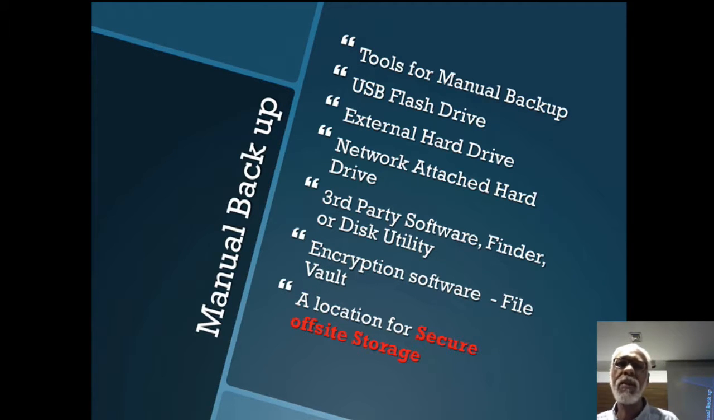All right, so the tools that you need to do a manual backup, depending on which way you want to do it: you can use a USB flash drive, an external hard drive, or a network attached hard drive, and you'll need some sort of third-party software, or use the Finder or Disk Utility to back it up. And one other thing you want to do is encrypt your backups if you're going to store them somewhere out of your control.